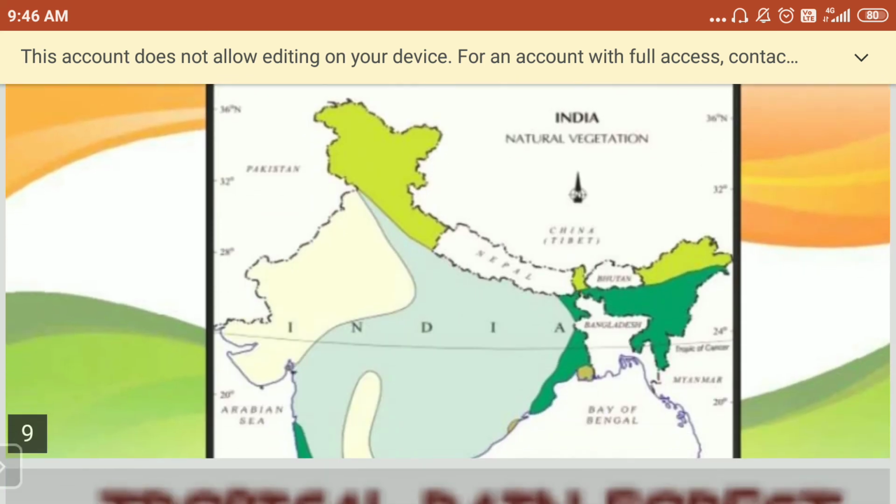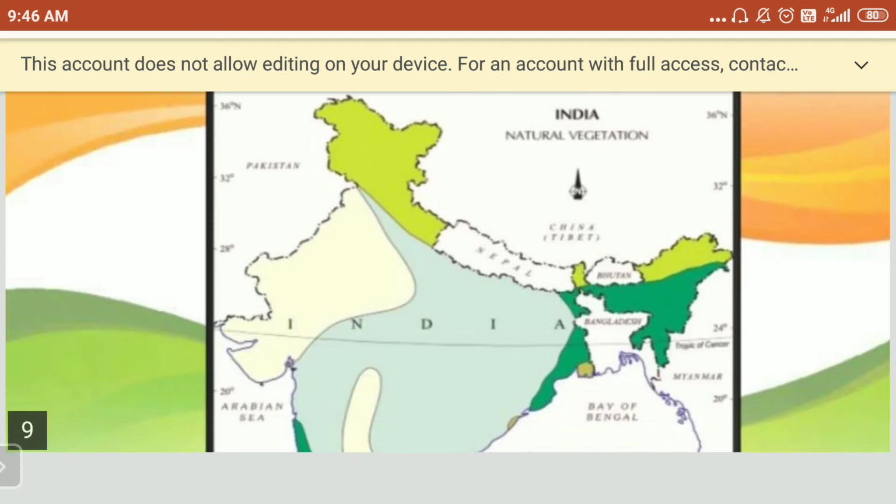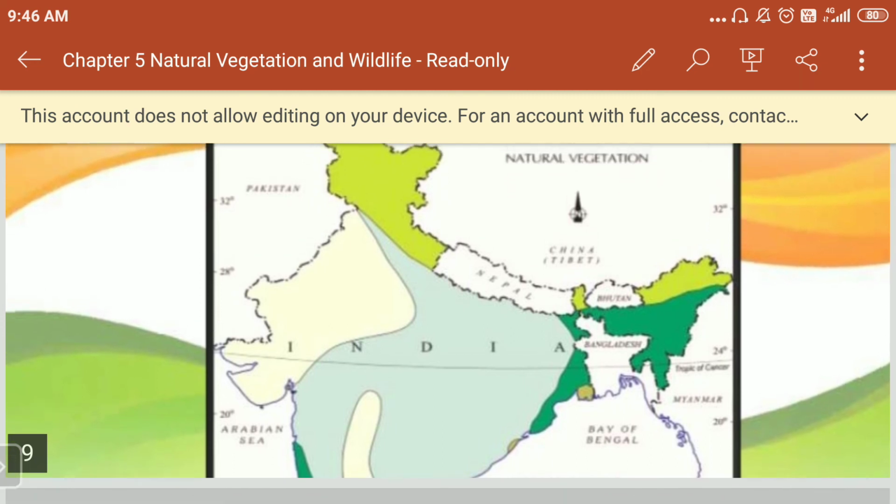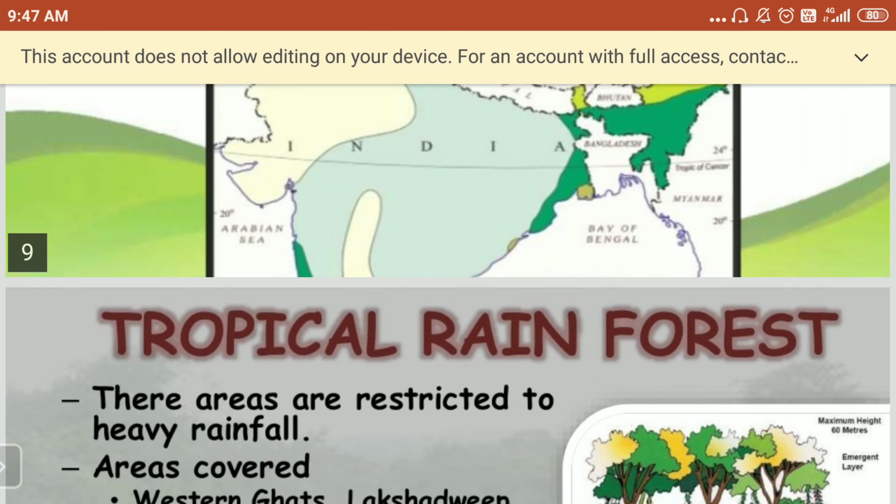Now look at this. This is the map of our country, where we have the different types of vegetation. Okay, so light green means mountain forest, dark green means tropical evergreen forest, then this brownish is tidal forest, then the bluish color is tropical deciduous forest, and lastly this yellowish color is known as tropical thorny and scrub forest. Clear? So yes or no?